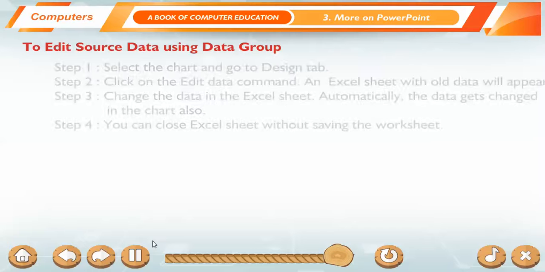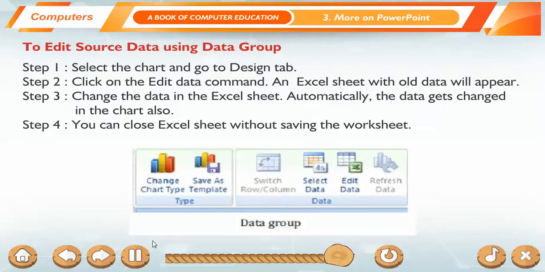To edit source data using Data Group. Step 1. Select the chart and go to Design tab. Step 2. Click on the Edit Data command. An Excel sheet with old data will appear. Step 3. Change the data in the Excel sheet, automatically the data gets changed in the chart also. Step 4. You can close the Excel sheet without saving the worksheet.